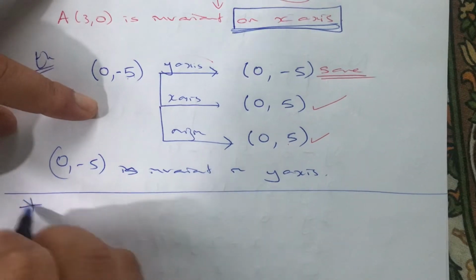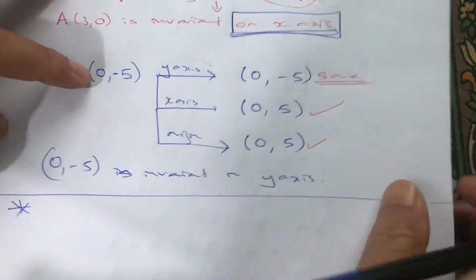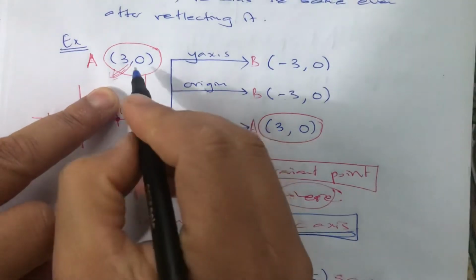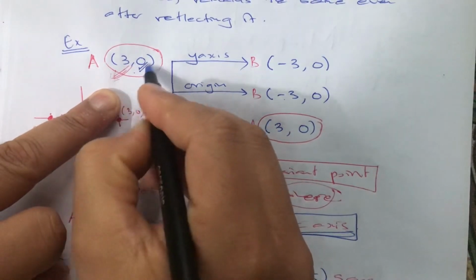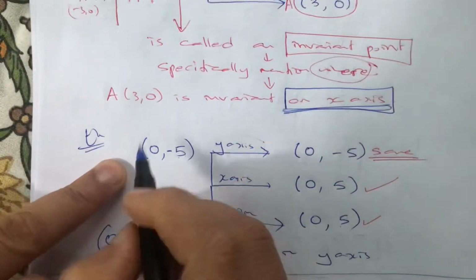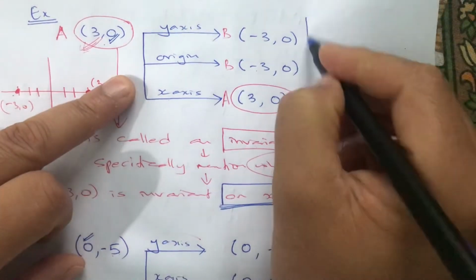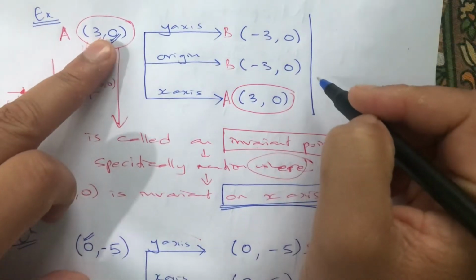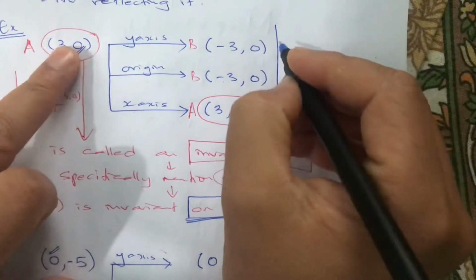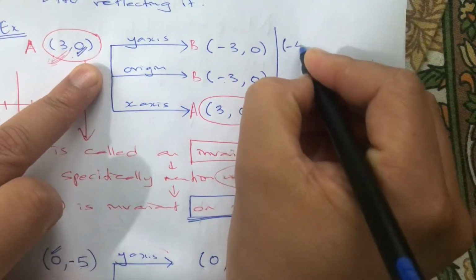Now the most important thing is, in the first example I took my y value to be 0. In the second example, I took my x value to be 0. Now you can take more examples and verify yourself, like (3, 0). If you want, I can give you one more example where I'm taking the y value as 0. So instead of (3, 0), let's say I take (-4, 0).